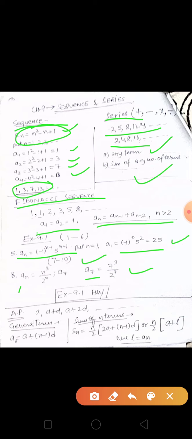Now coming to arithmetic progression, as you all know, when a particular number is added or subtracted, it results in an arithmetic progression or arithmetic series. It is normally written as a, a plus d, a plus 2d and so on, where a is the first term and d is the common difference. The general term is represented by an equals a plus (n minus 1)d, and the sum of n terms is n by 2 times (2a plus (n minus 1)d), or you can write it as n by 2 times (a plus l), where l is the last term or nth term. Correct? In this way you can revise the first 12 questions of exercise 9.2 also.